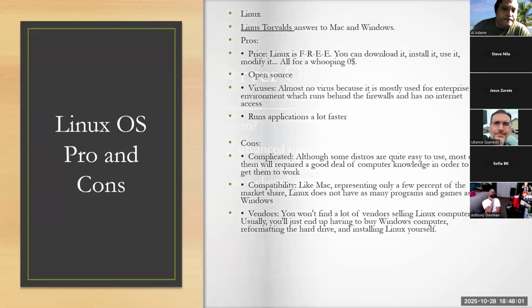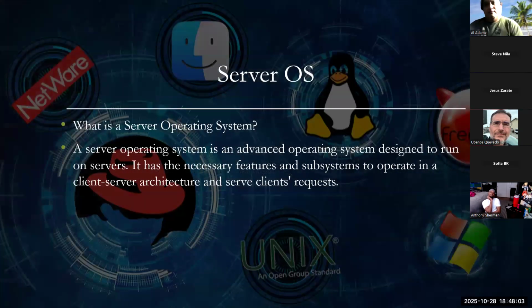So let's move on. Well, what is a server operating system? Well, it's similar to a regular operating system, right? But like I said, more bells and whistles. The server operating system is an advanced operating system designed to run on servers. Pretty straightforward. It has the necessary features and subsystems to operate in a client-server architecture and service clients' requests, right? So if you send an email, it's going to go to a server and send it somewhere else, wherever you tell it to go, or to whom.